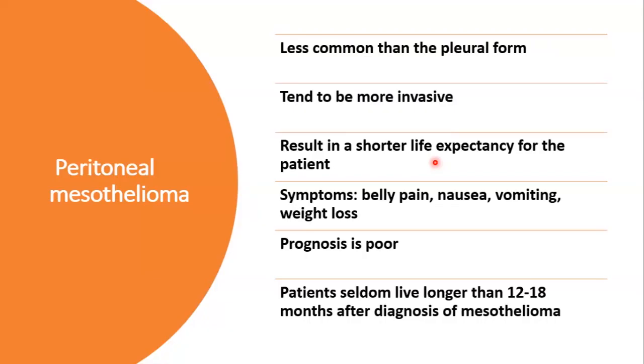And peritoneal mesothelioma is less common than the pleural form, but it tends to be more invasive. It results in shorter life expectancy. And you can see some symptoms there: belly pain, nausea, vomiting, weight loss. Once you are diagnosed with this disease, the prognosis is very, very poor. And so patients seldom live longer than 12 to 18 months after diagnosis of mesothelioma.